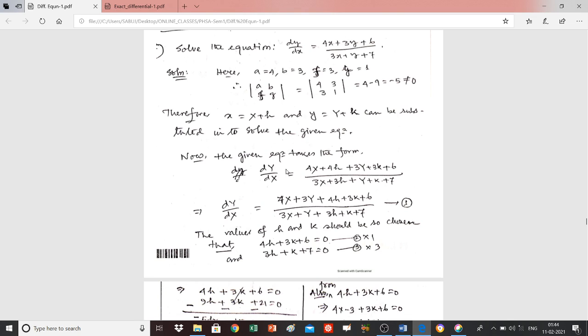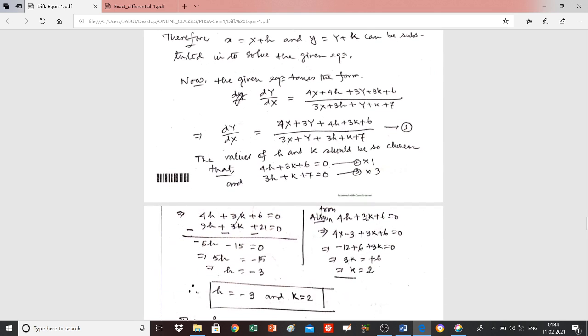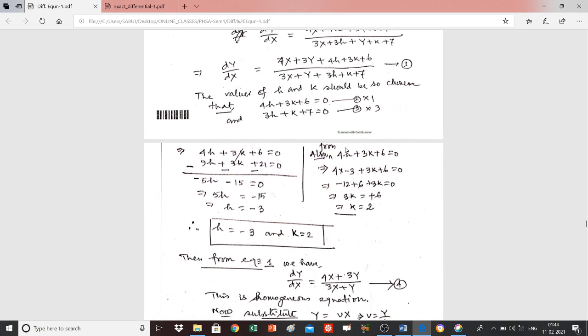So just go through, the process is utilized here. Finally from this relation you obtain dy by dx is equal to this, and from here dy by dx is equal to (4x plus 3y plus 4h plus 3k plus 6) by (3x plus y plus 3h plus k plus 7). So now h and k should be chosen in such a way that this term and this term are equal to 0. These are two equations, and just solve these two equations, you will get the value of h and k. That is done here. So from here h is equal to minus 3 and k is equal to 2.